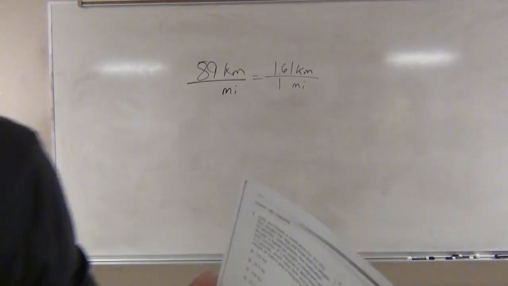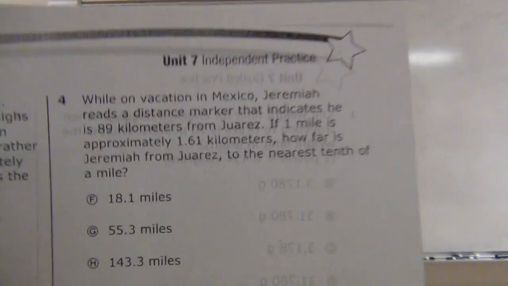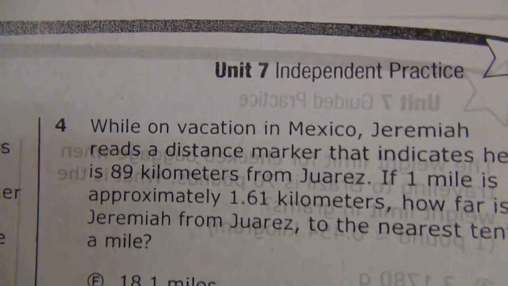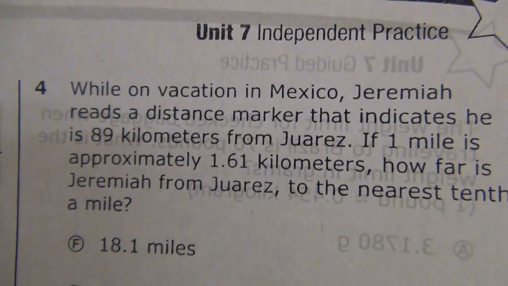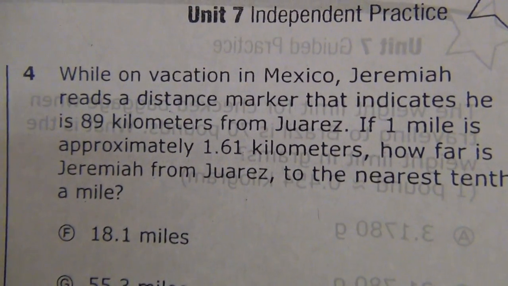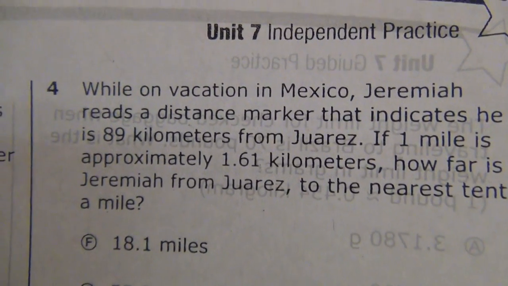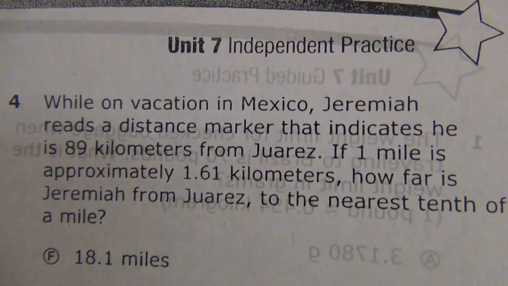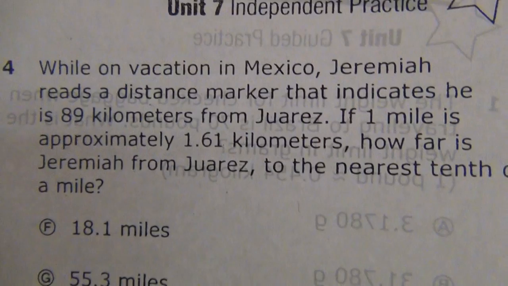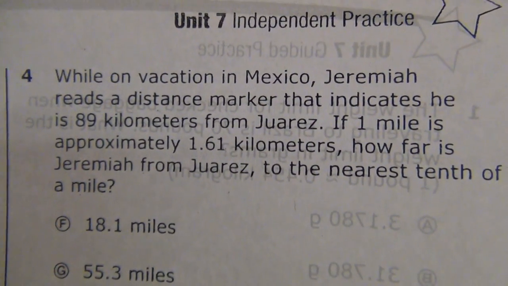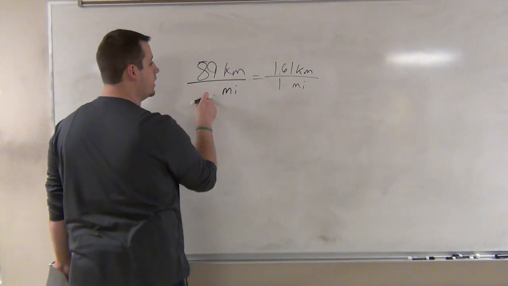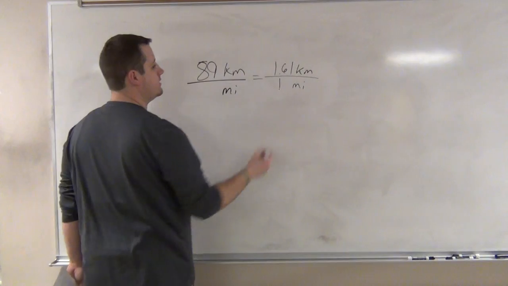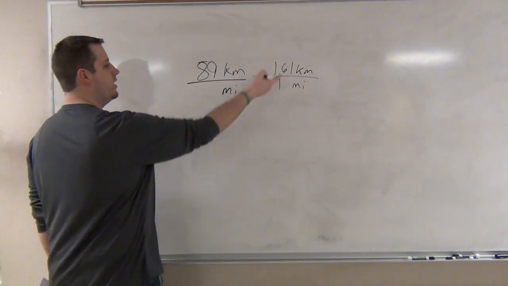Let me show you that again so you really get a feeling for what I'm talking about. While on vacation in Mexico, Jeremiah reads a distance marker that indicates he is 89 kilometers from Juarez. If 1 mile is approximately 1.61 kilometers, how far is Jeremiah from Juarez to the nearest tenth of a mile? This is what you start with. This is what you want to know. You're told this information to get you there. What is that?